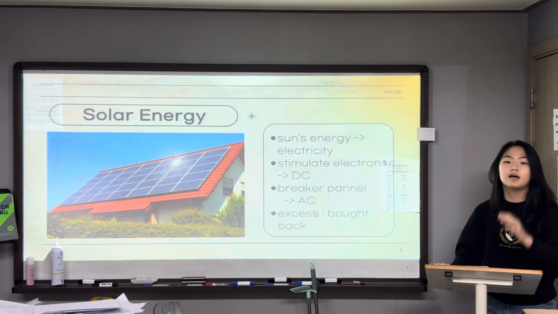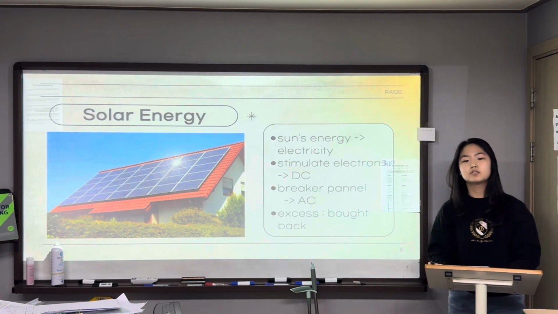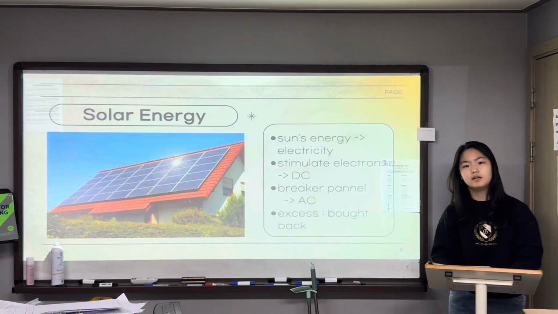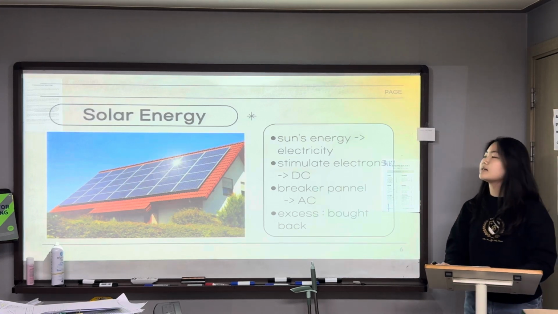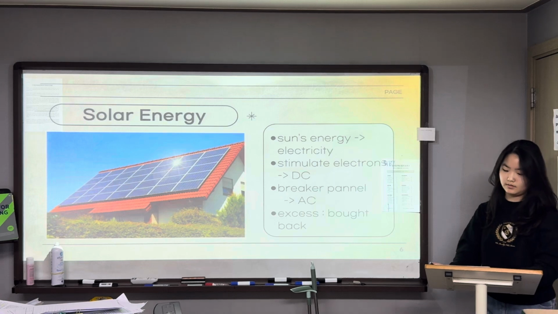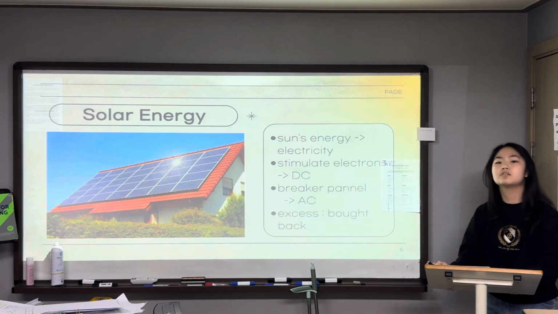Last but not least, how does solar energy work? Did you know the sun shines more than 3 trillion watts of energy down on Earth every day? That's enough to power 3 million homes for a year. Solar energy is basically harnessing the sun's energy and converting it into electricity. The light from the sun stimulates electrons on the solar panel, which produces DC electricity, or direct current.